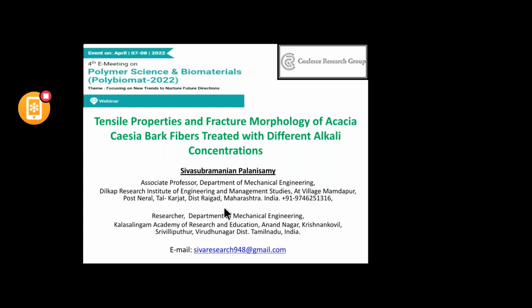Yes. So good afternoon to everyone. My presentation title is Tensile Properties and Fracture Morphology of Acacia bark fiber treated with a different alkali concentration. Myself, Sivasubramanian Palanisamy, working as an associate professor at the Department of Mechanical Engineering at the Dilkap Research Institute of Engineering and Management Studies, Maharashtra. At the same time, a researcher at the Department of Mechanical Engineering, Kalasalingam Academy of Research and Education, Tamil Nadu.